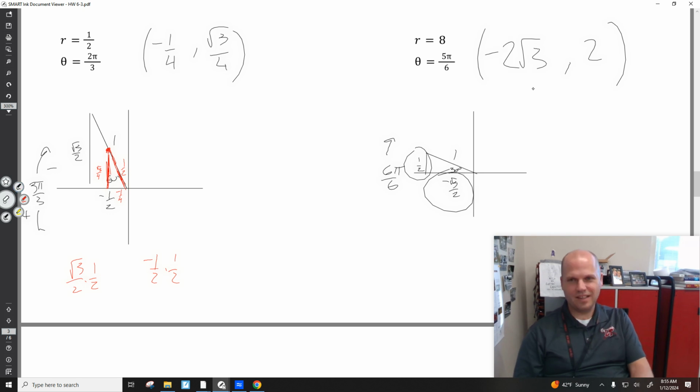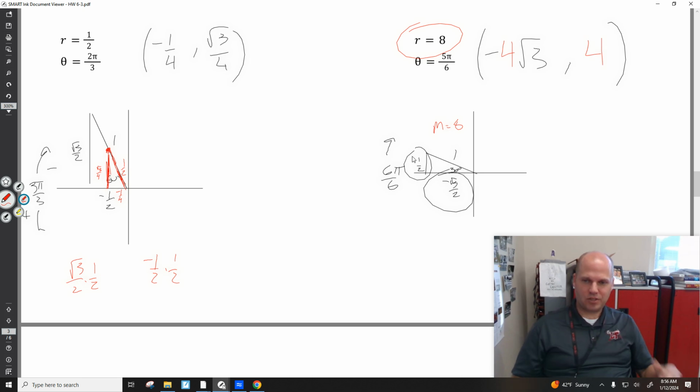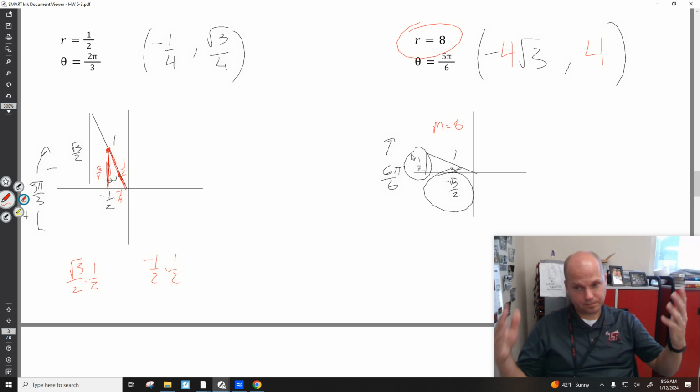Whoa, I'm thinking ahead. I know my answer is going to be 4, but then I changed it to 4. My radius is 8. My multiplier is 8, multiplied by 8. 4 root 3 and 4. 8 times a half is 4. Okay?